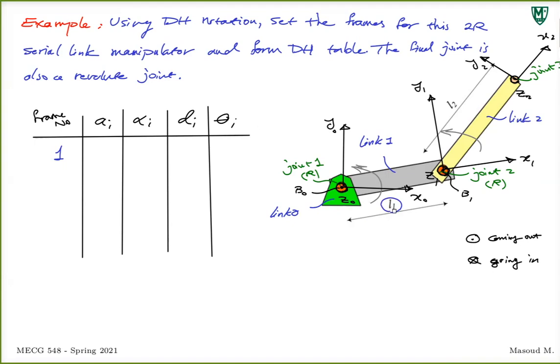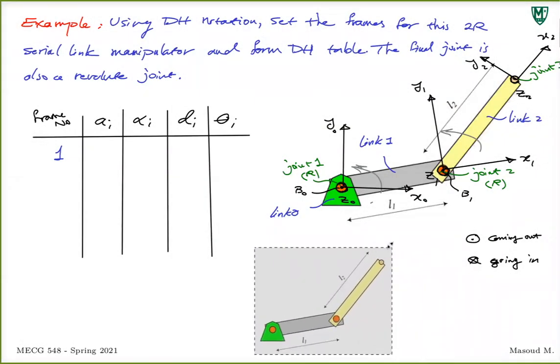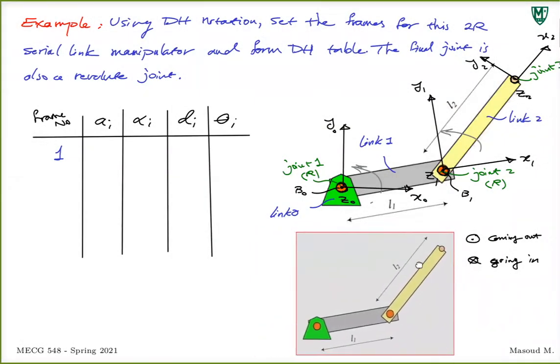All right, let me bring this figure again. Maybe that's too crowded there. The distance between z0 and z1 along x1 is L1. So that's L1.